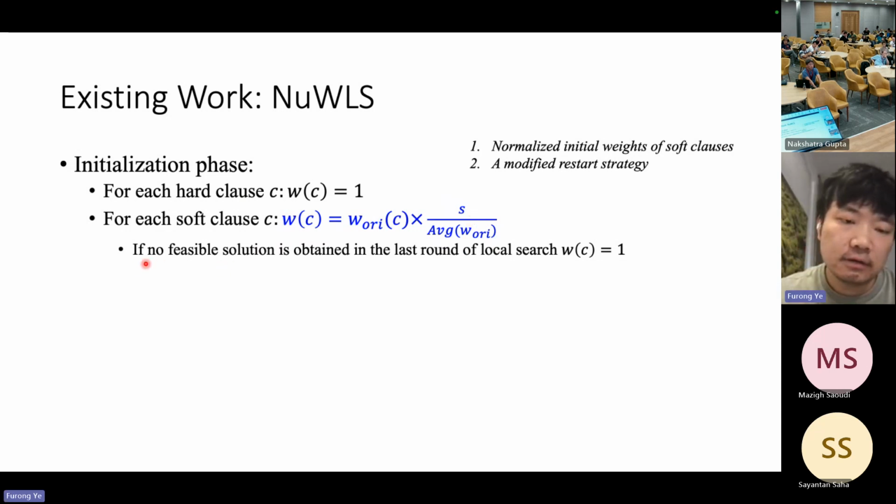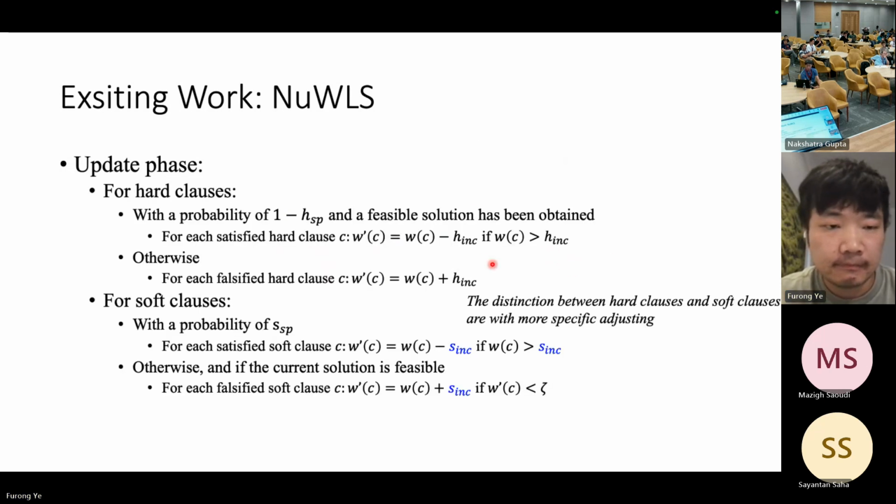And in this solver, the local search algorithm is embedded with a restart strategy. So at a certain condition, the local search will be restarted, and all these weights will be reinitialized. In this case, if no feasible solution was obtained in the last round, the soft weight will be initialized by 1. And in the update phase, when the algorithm is trapped in a local optimum, differently from the previous SATLike work, the incremental factor of soft clause weights is not 1 anymore. Now it's replaced by a factor, RNC.